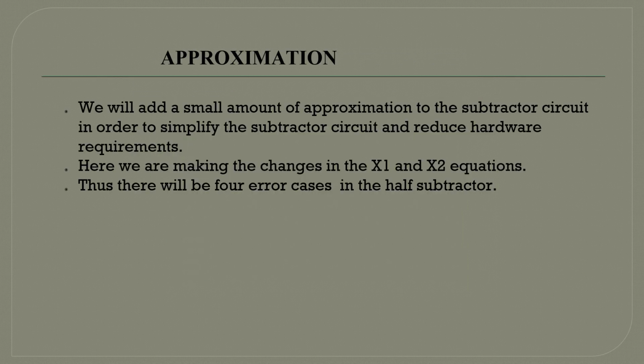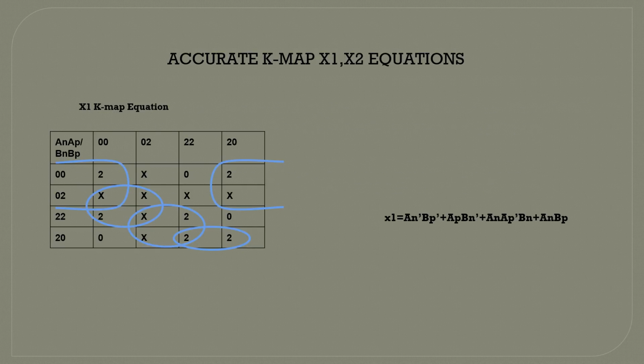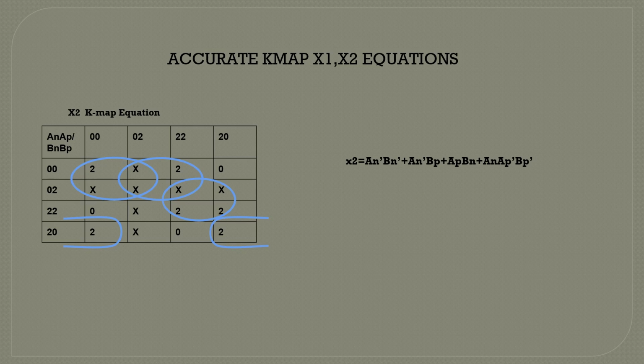So why approximation, and what is approximation? Approximation is nothing but including an error at a particular position, so that the hardware equations get reduced and the hardware circuitry gets reduced, but with a minimal error at the output. This was the accurate X1 and X2 equations. From the previous truth table, the X1 values were taken and put into the K-maps so that we can get the X1 equation, and in the same way we can get the X2 equation. So these are the X1 and X2 equations of the accurate subtractors.